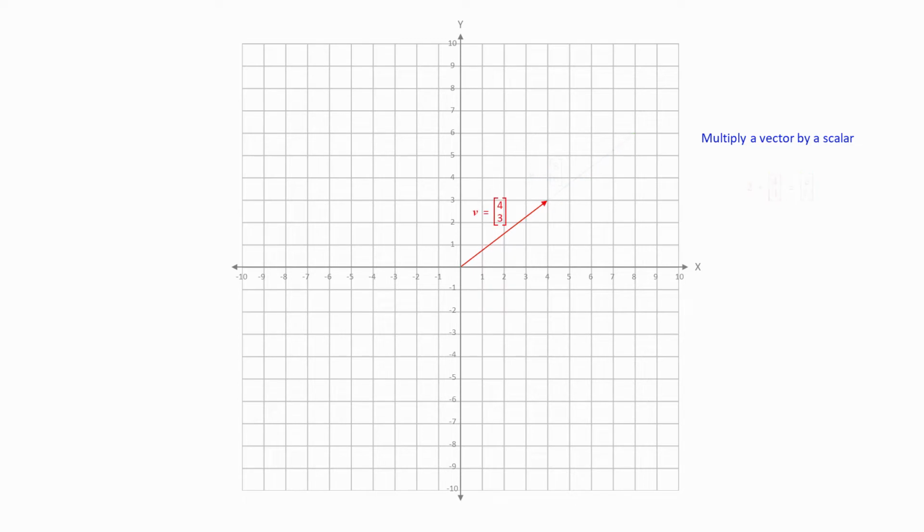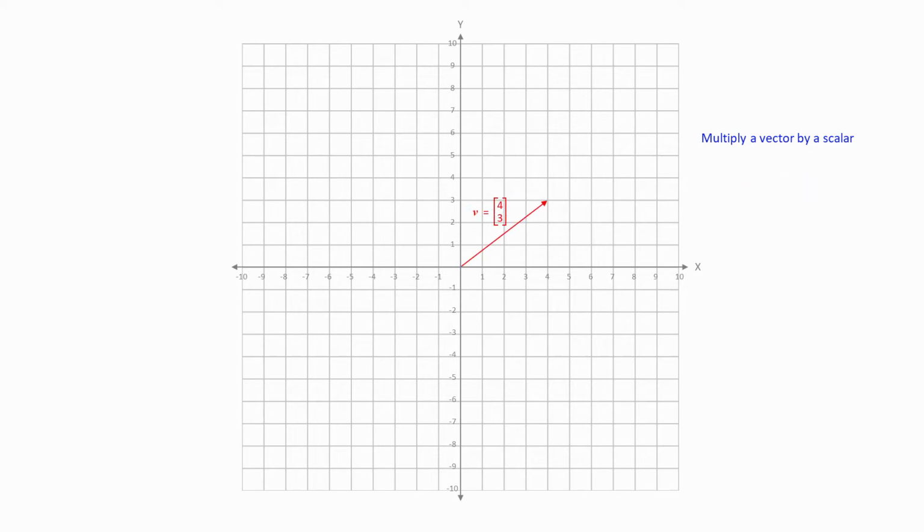A scalar quantity need not be a whole number. In this example, the vector is multiplied by the scalar 1.5. Again, the direction remains the same, only the magnitude has changed. If a vector is multiplied by a scalar less than 1, the direction remains the same, but the magnitude is smaller.